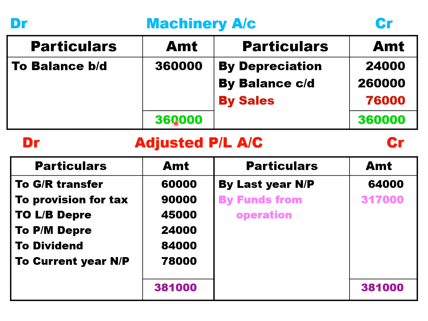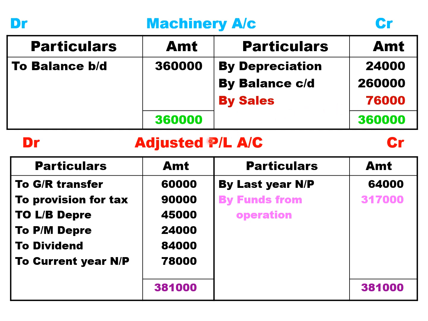Next, machinery, students. You need to prepare machinery account. It's an asset. So to balance brought down 3,60,000 opening balance, by depreciation given in adjustment number 4. Then closing balance. If you look, debit side is more: 3,60,000 minus 24,000 minus 2,60,000, you get 76,000, called sale of machinery.